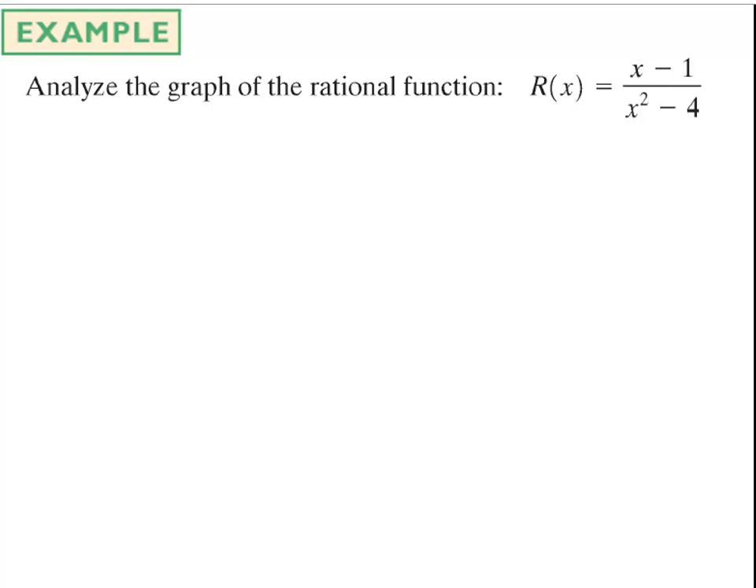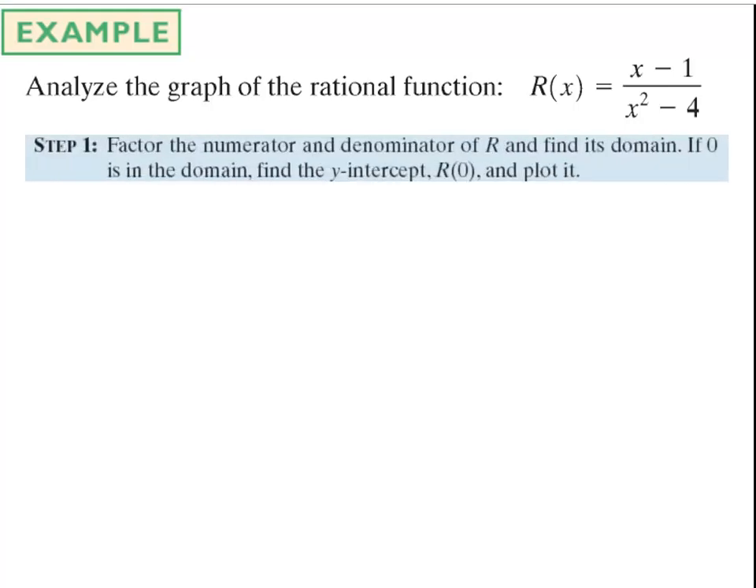All right? So step 1 for graphing a rational function was to basically find the domain, and part of that is going to be factoring the numerator and denominator, and then we'll find the y-intercept. So for this example, if I factor the numerator and denominator, it's going to be x plus 2 times x minus 2 in the denominator.